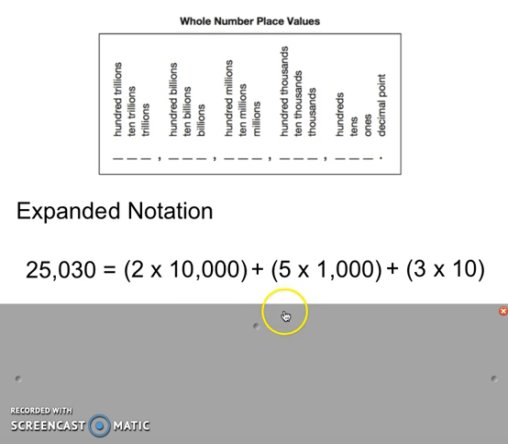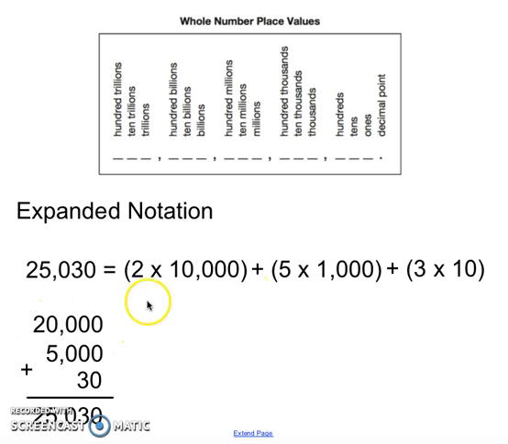And that looks kind of crazy, but when you think about it, well, 2 times 10,000, that's 20,000. 5 times 1,000 is 5,000. 3 times 10 is 30. Add them up, it gives us the original number. So it's still a valid way to write the number. This is expanding it, and it just shows us kind of what each number in the place value is.